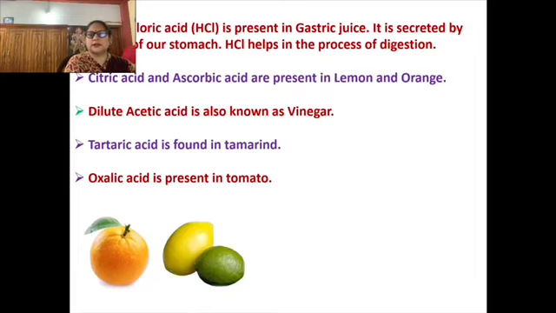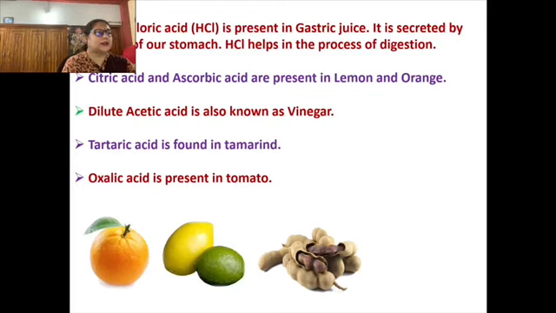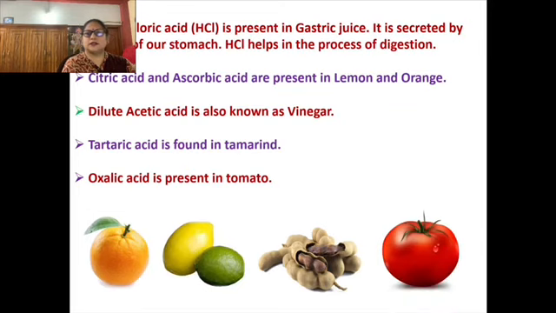And dilute acetic acid is present in vinegar. Vinegar you have in your kitchen, and it contains acetic acid. It is CH3COOH. It is an organic acid, sometimes also known as ethanoic acid. The common name is acetic acid. It is present in your vinegar. Another one, tartaric acid, is present in tamarind, and oxalic acid is present in tomato.